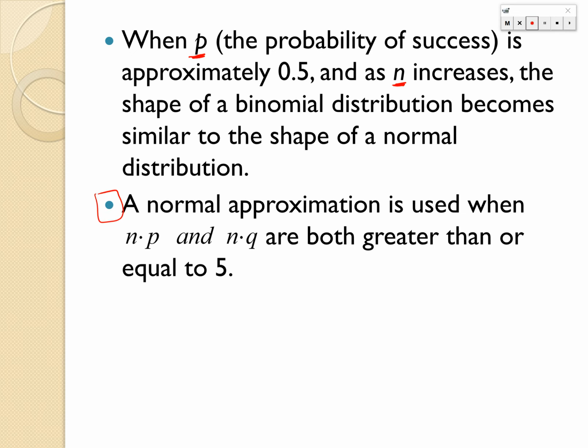Here's how you know. Your normal approximation can be used when n times p, so number of trials, or your sample size, whichever you are given, times your probability of success, and n times q, your sample size times probability of failure, are both, and it has to be both, greater than or equal to 5. That's when you can use our normal approximation. So you don't have to do any kind of guessing at all. It's very cut and dried for you. Here's when you can use it.